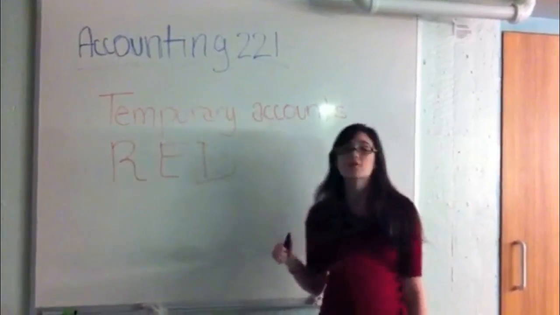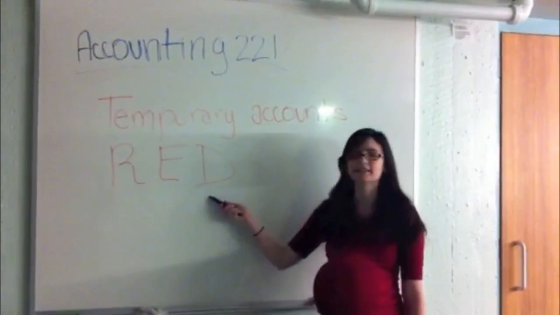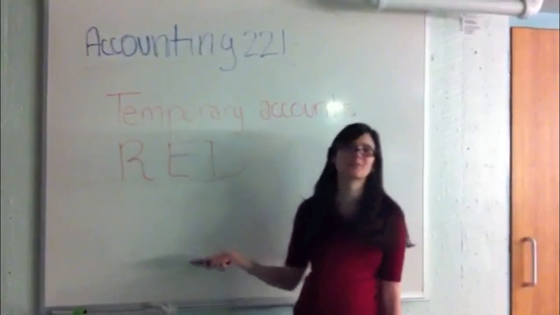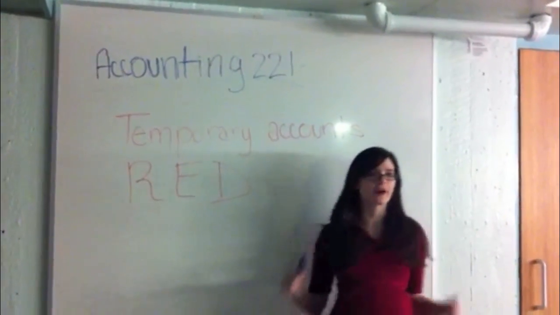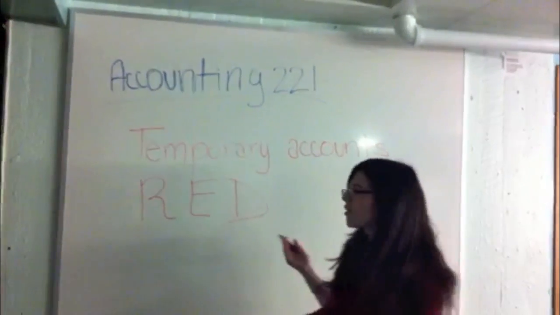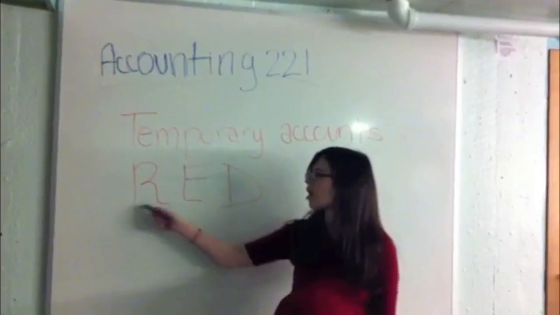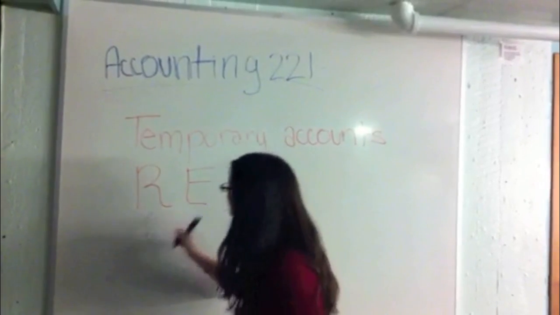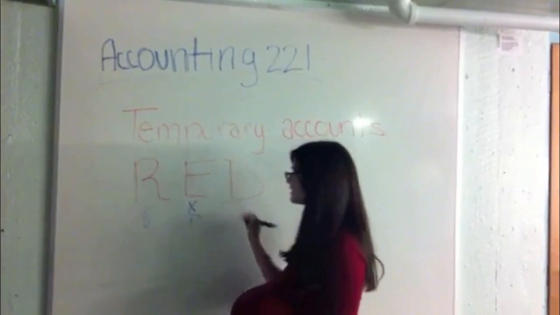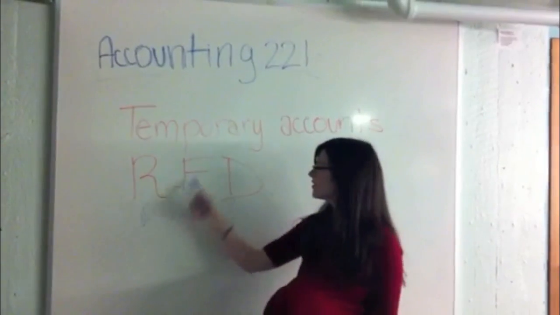Okay, well, let's remember the acronym RED. Does anyone know what RED could possibly stand for from everything that we've learned so far this semester? Red means stop! So obviously that is not correct, but if we remember, R is revenue, E is expenses, and D is dividends. Revenue, expenses, and dividends.